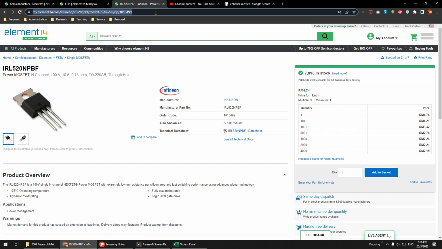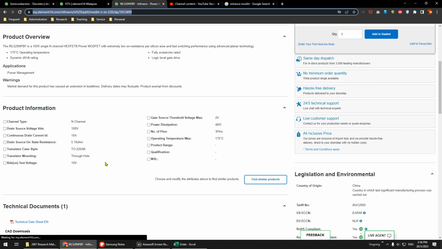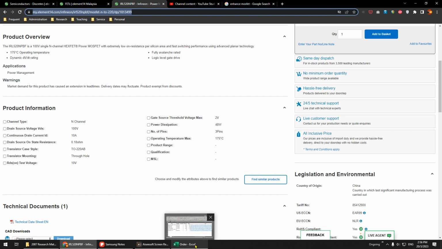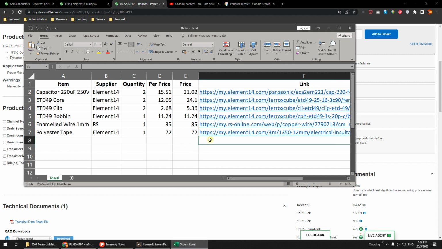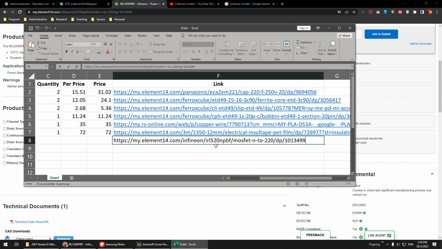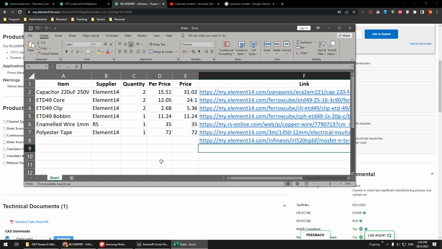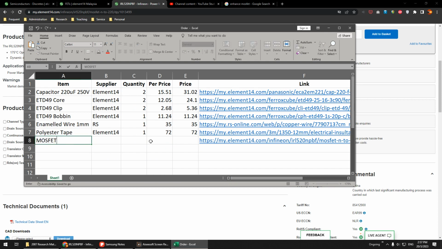Copy it. It depends on your application. If your application is quite important, you have to make sure that RDS is very small. 0.01 is much better. But if you are doing FYP, it's not too critical. So you can just put here. For this case, depending on your application.